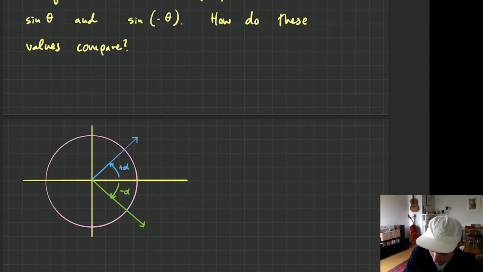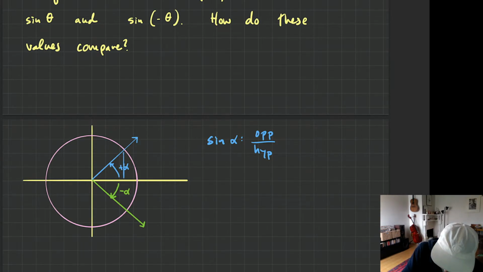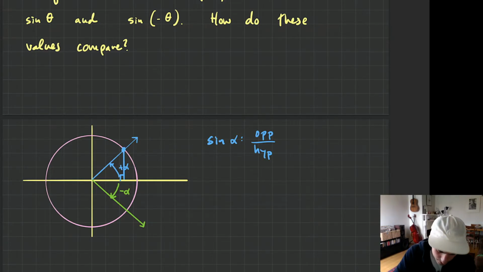Remember, sine of alpha is opposite over hypotenuse, so O over H. The opposite side is the vertical side. I'm hoping at this point we're developing our understanding that the vertical component is what our sine value represents, divided by the radius of our circle, the hypotenuse.